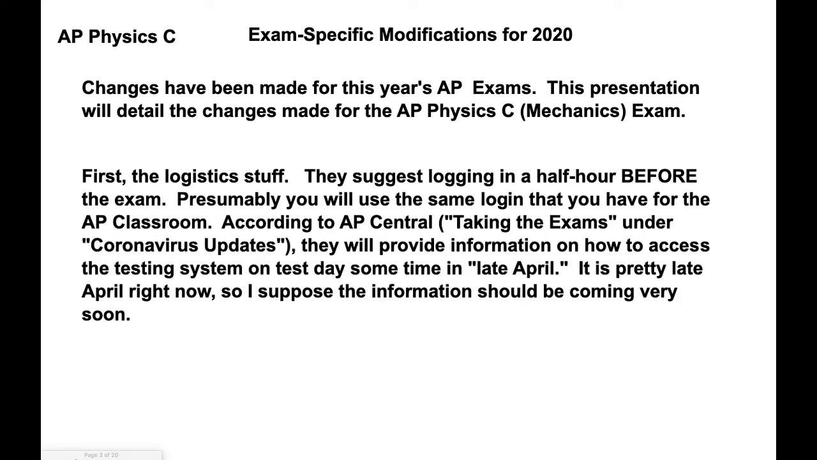So first we'll get into some of the logistics. They suggest logging in a half an hour before the exam, so 11:30 a.m. Presumably, you'll be using the same login that you have for AP Classroom. According to the AP Central, under coronavirus updates and taking the exams, they're going to provide information on how to access the testing system on test day sometime in late April. It's pretty late April now, so I guess the information should be coming very soon.